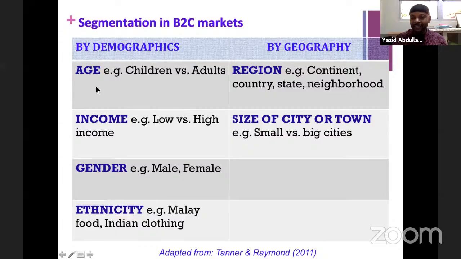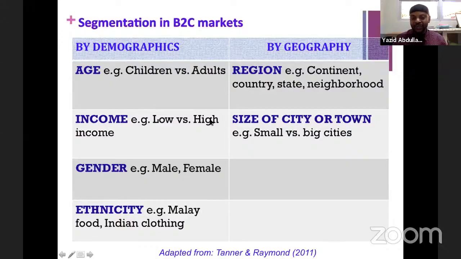Let's take an example of a company that targets customers based on age. Everybody knows Mothercare here? Mothercare, who are their primary customers? Children, okay, and women also, nursing women. So they don't target big macho men as customers, right? Okay, mainly children.